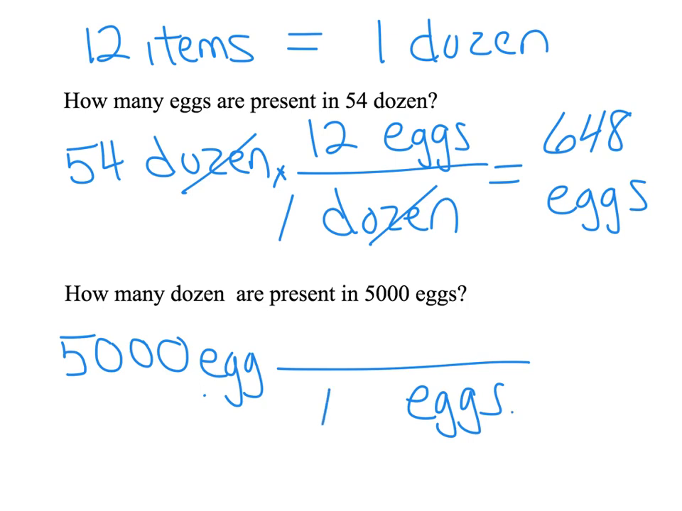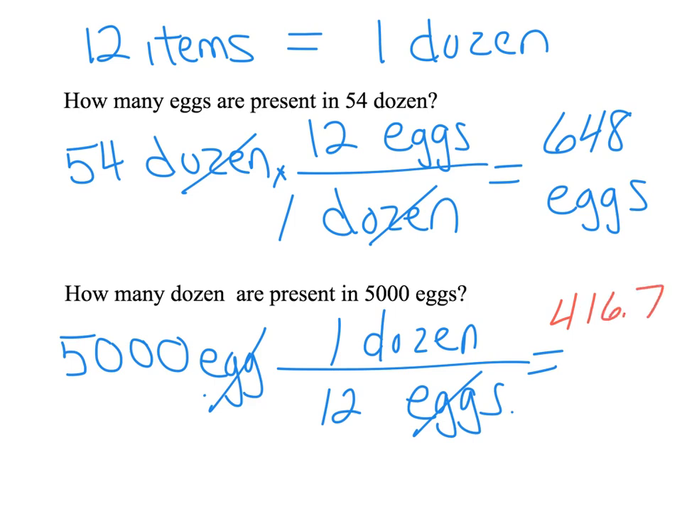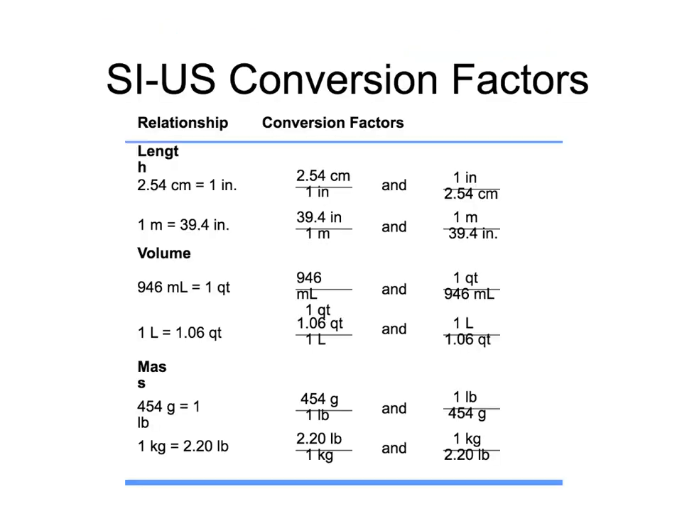Okay, we know there's 12 eggs in 1 dozen. The unit of eggs cancels. 5,000 divided by 12 gives us an answer of 416.7 dozen. We show a number and a unit in our answer. The unit that didn't cancel is the one that's our answer. That's what the dimensional analysis looks like.